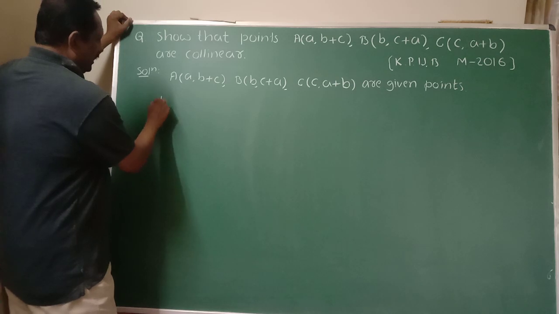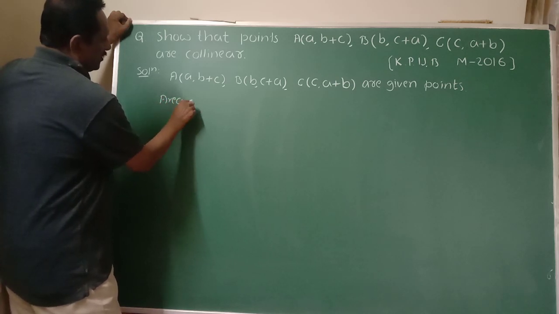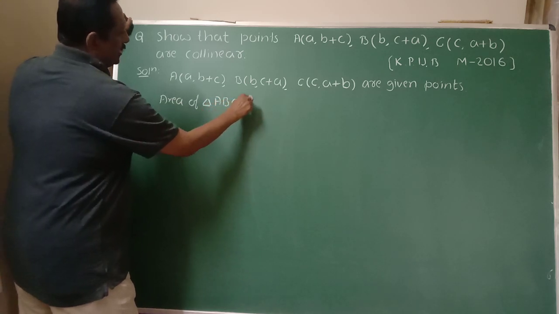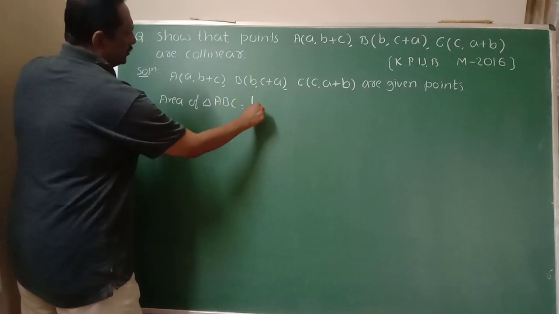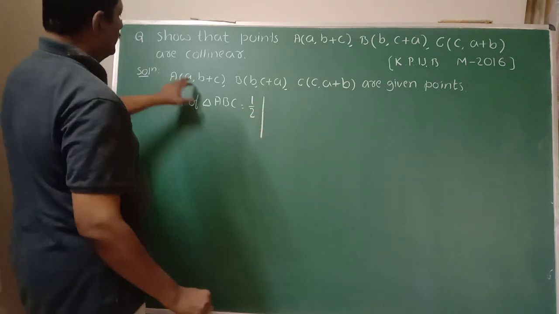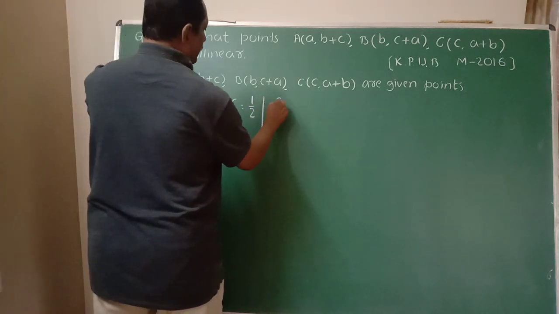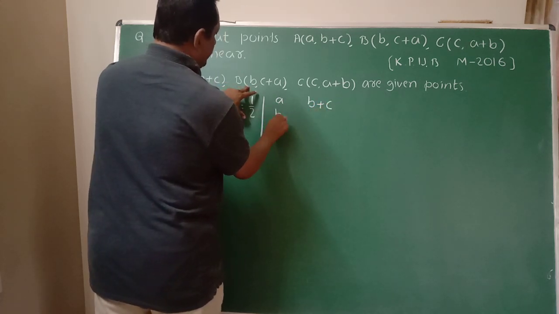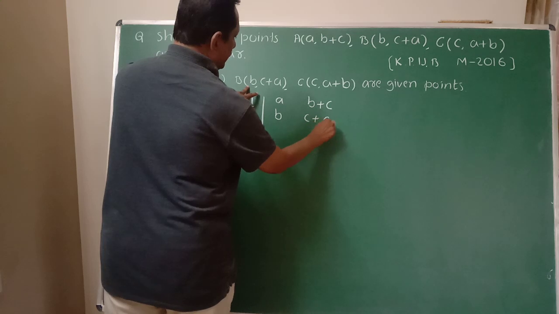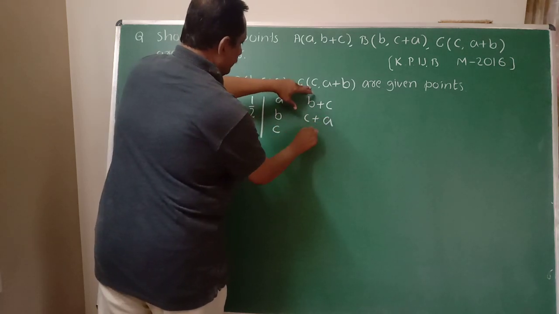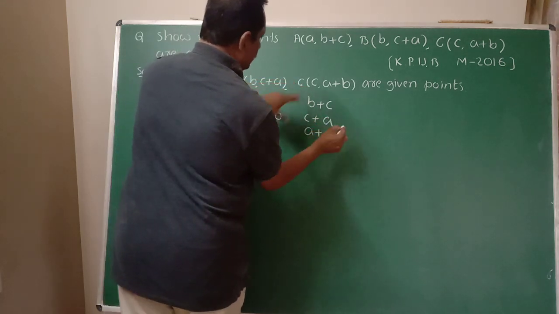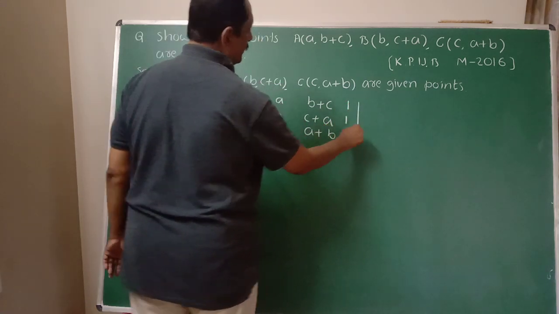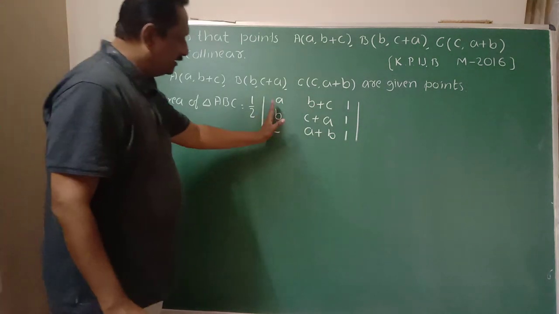Okay, so the area of triangle ABC is equal to 1 upon 2 into the determinant with rows a, b+c, 1; b, c+a, 1; and c, a+b, 1. Now, adding these two columns here.